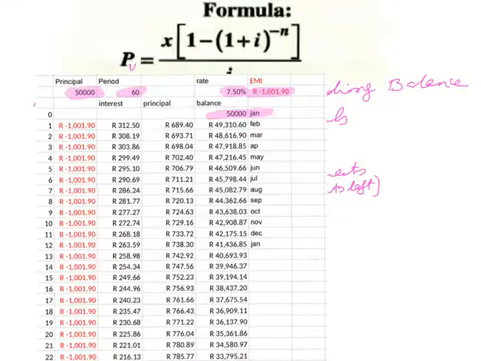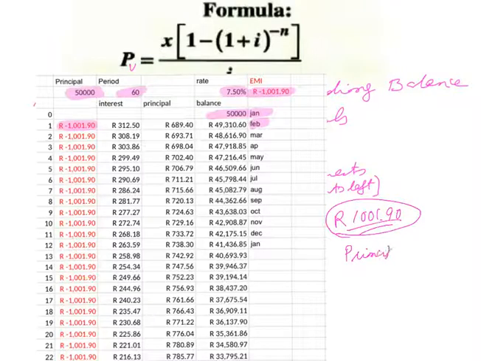What will happen on the first repayment, that is on February? I repay 1,001 rands and 90 cents. Remember, my repayment starts after 1 month of availing the loan. Now, there are two components of this repayment amount. One is the principal component, and the second component is the interest component.